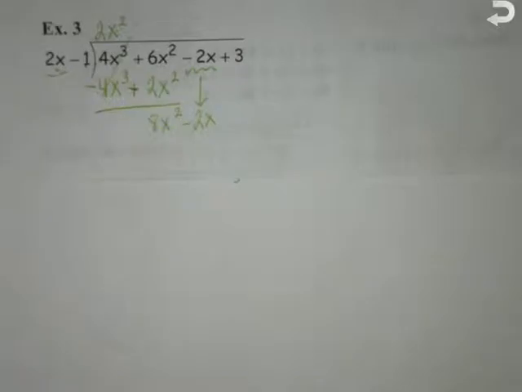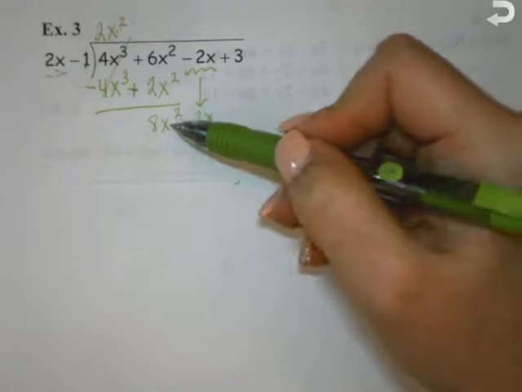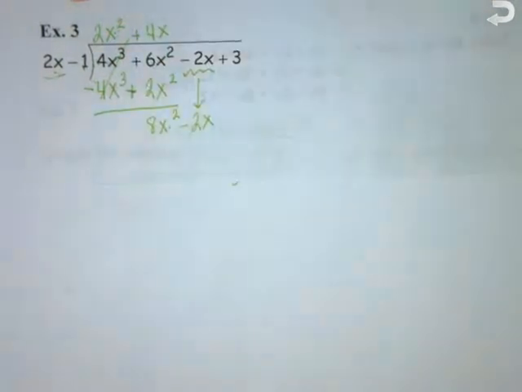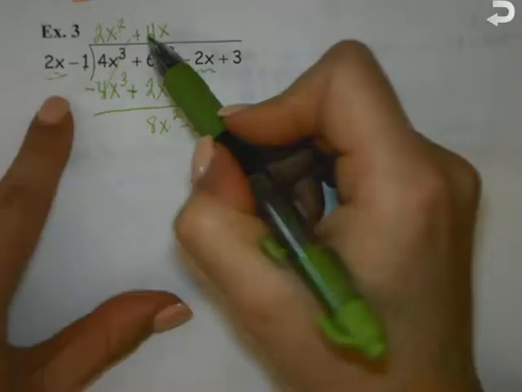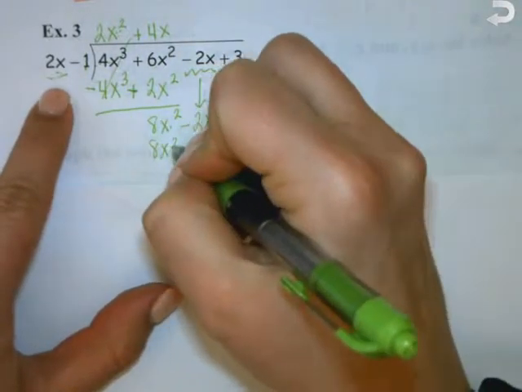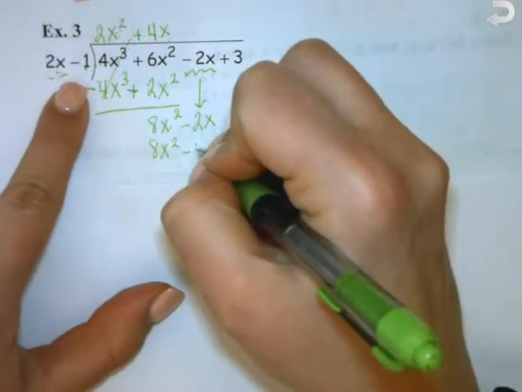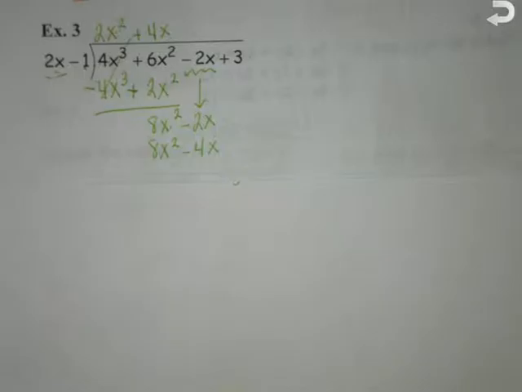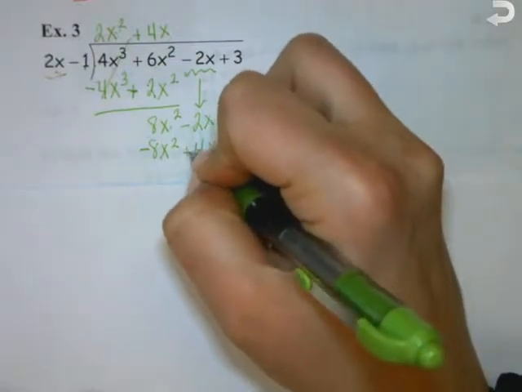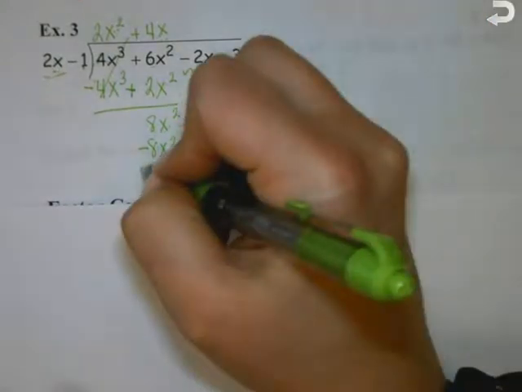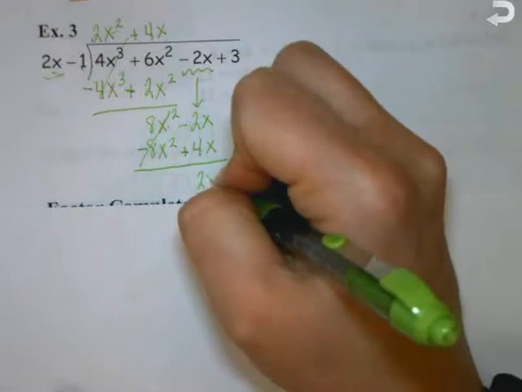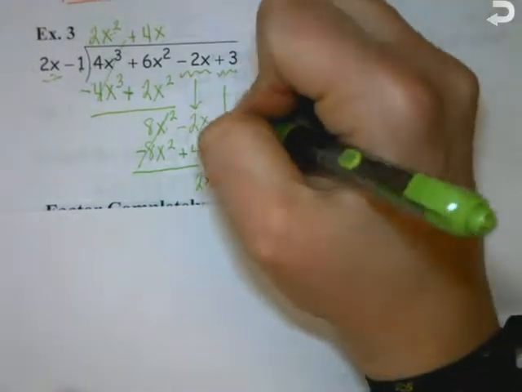And then you're going to do it again. 2x times what gives me 8x squared? 4x, so make sure you put plus 4x. Multiply 4x by everything on the outside, so 4x times 2x gives me 8x squared, and 4x times negative 1 is minus 4x. Change the sign, so 8x squared becomes negative, negative 4x becomes positive. So our 8x squared cancel, and we are left with 2x. Bring down the plus 3.